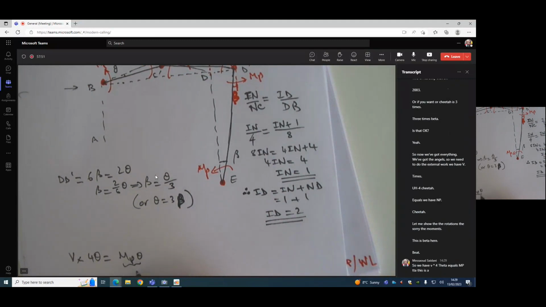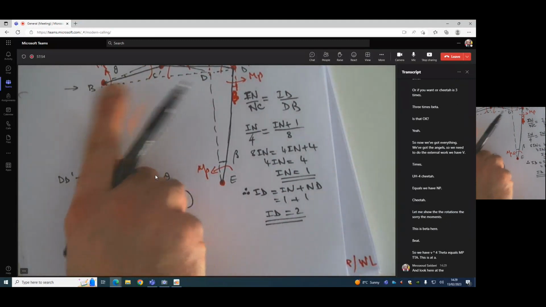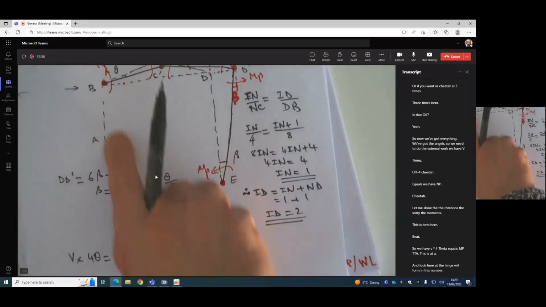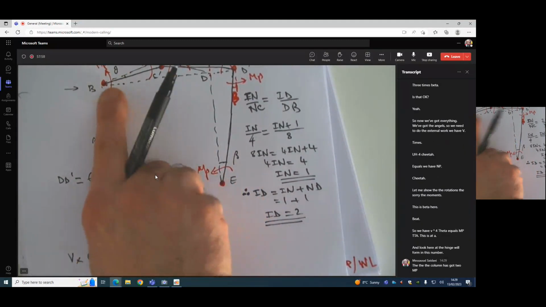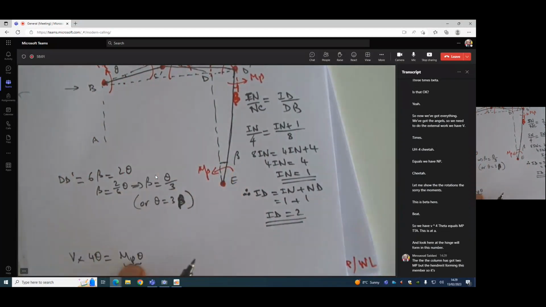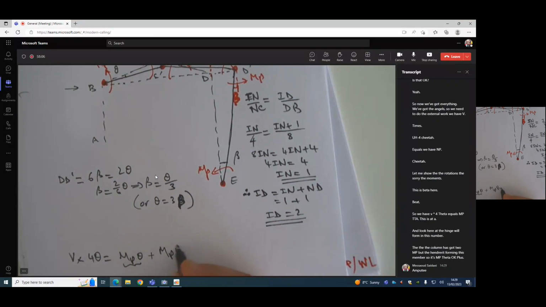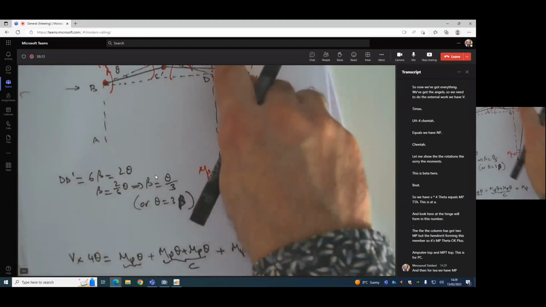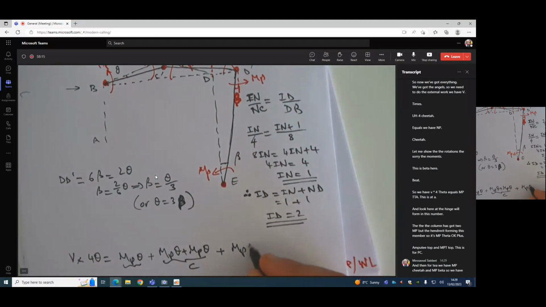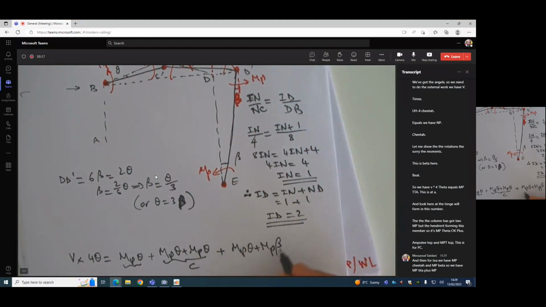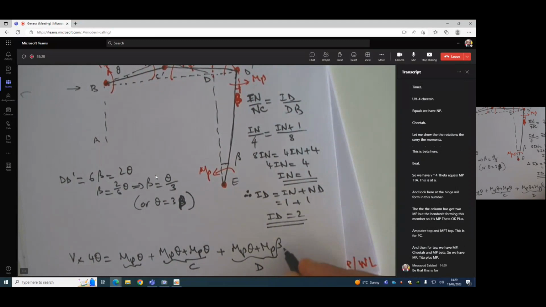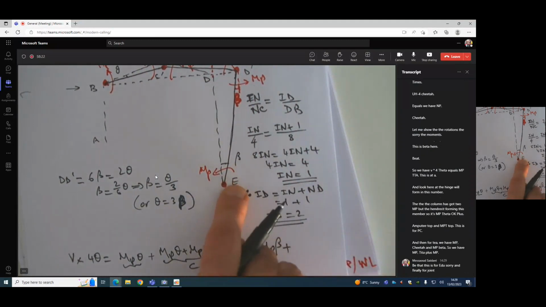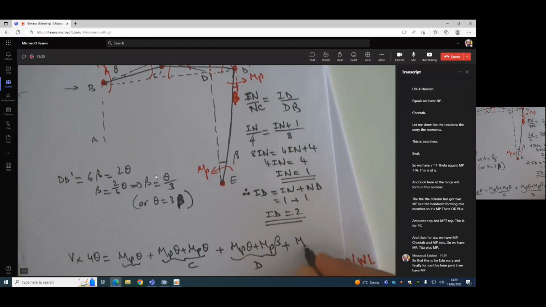This is at A. And look here, the hinge will form in this member. The column has got 2 MP, but the hinge will form in this member. So it's MP theta. Okay. Plus MP theta and MP theta. This is for C. And then for D, we have MP theta plus MP beta. This is for D, sorry. And finally, for joint B here, joint E, we have MP beta.